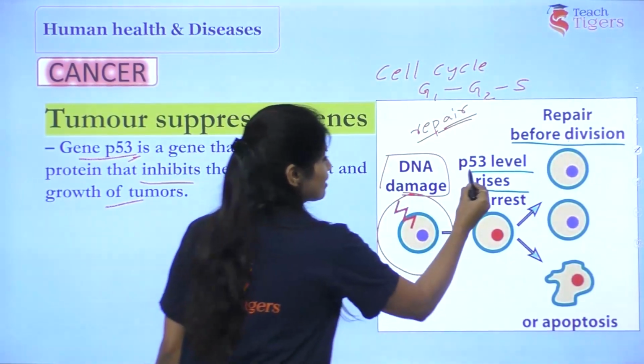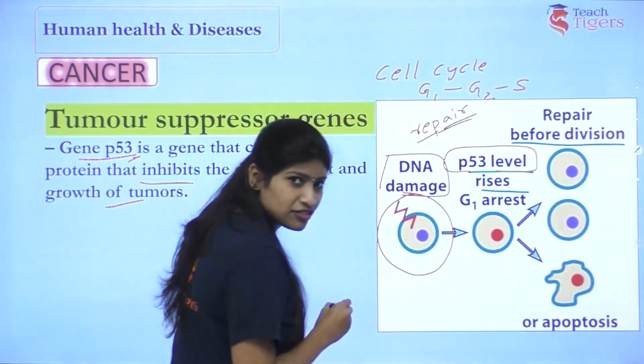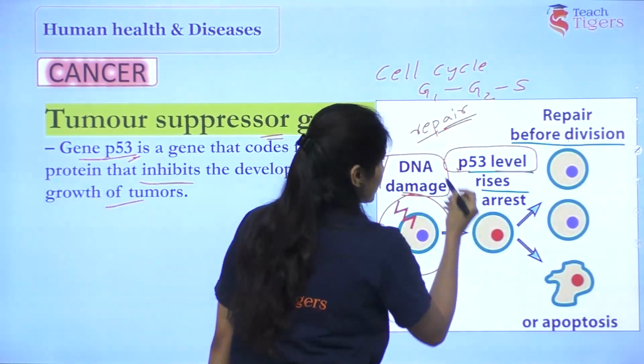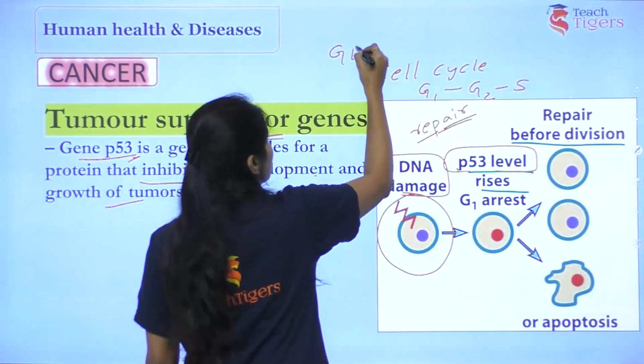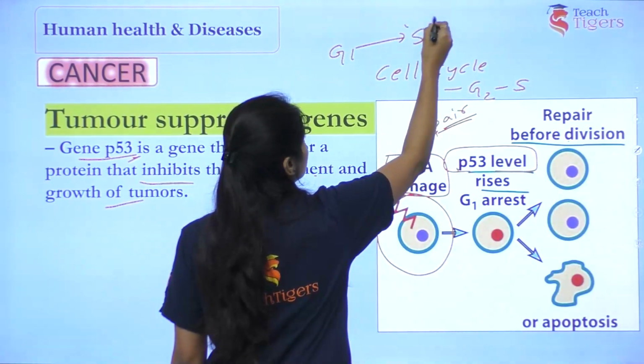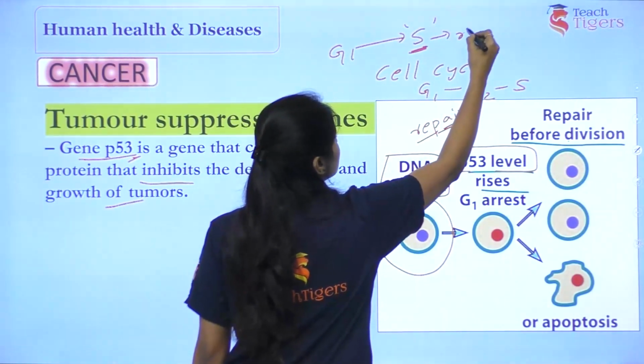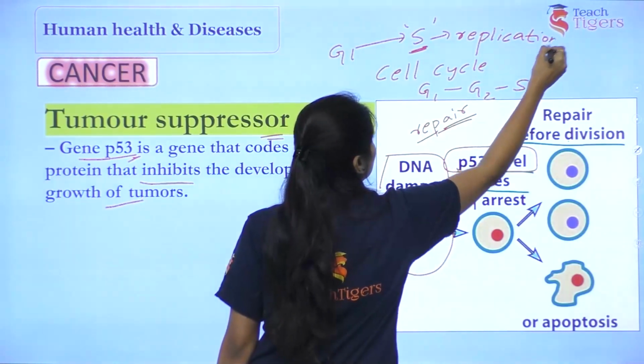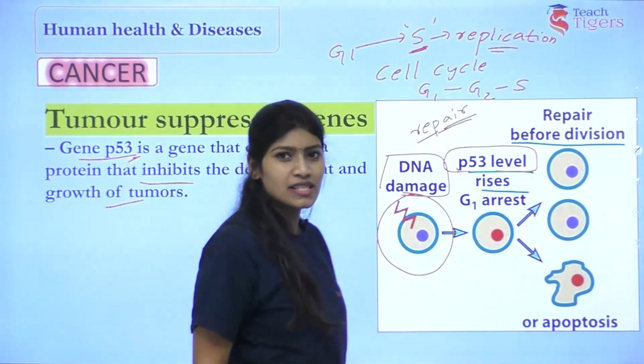This P53 will allow the cell to enter into S phase. So after G1 phase, it will allow the cell to enter into S phase. And what happens in S phase? The replication takes place now. So replication takes place in S phase.